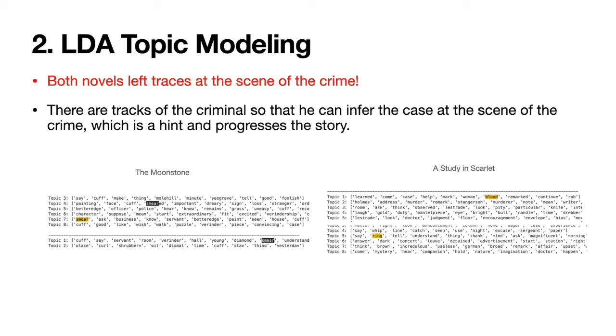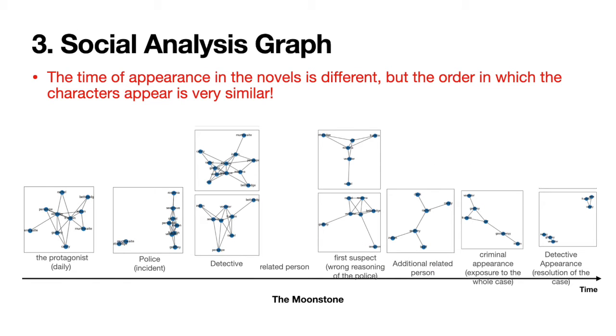Both are equally leaving their mark on the crime scene. In the Moonstone, keywords such as smear and nightgown can be hints. In A Study in Scarlet, the ring and blood are the hints. I looked at the relationship between people by drawing a graph of the social network.